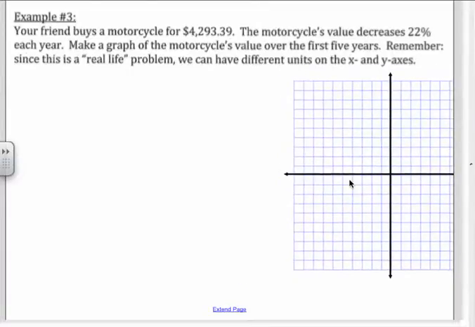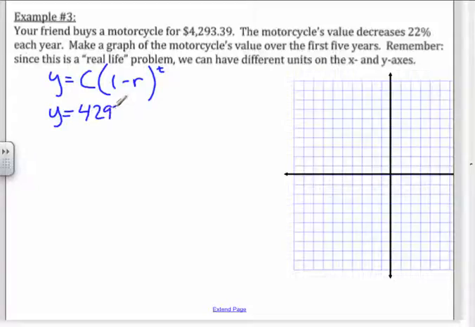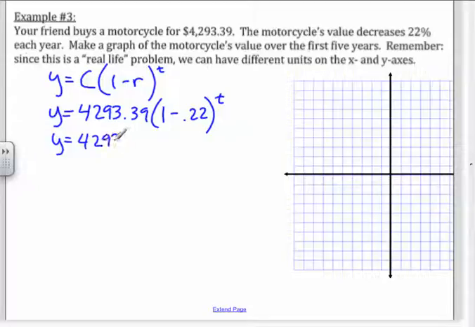I'm going to move that graph over to the side for the moment. Okay, and our formula, or our model, is y equals c times 1 minus r to the t. So in this case it's y equals 4,293.39 times 1 minus 0.22, because I have to change it to a decimal, right? So if I'm taking 22% off, then that means that 78% remains. So then I'm going to get y is equal to 4,293.39 times 0.78 to the t.